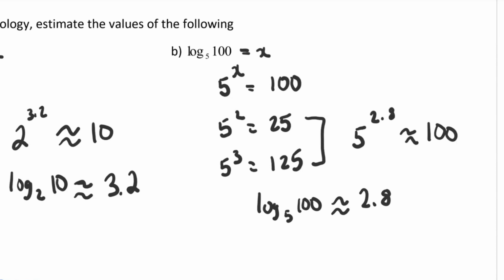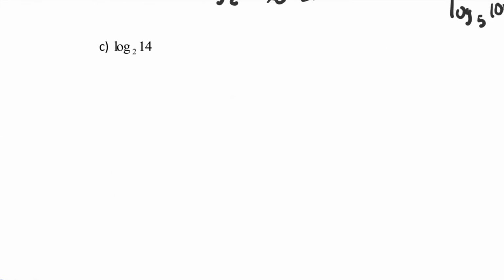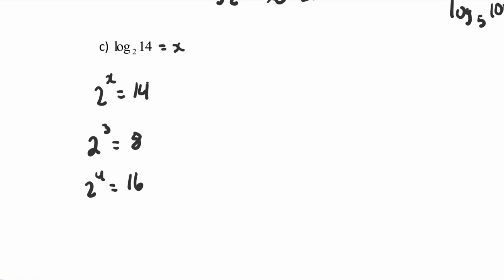Okay, and finally, the last example, I do believe is the last example. It is. Last example, we have log base 2 of 14. So that's going to be equal to x. Let's change it so that it's in exponential form. So we have 2 to the power of x is equal to 14. Using the same types of examples as before, we have 2 to the power of 3 is equal to 8, whereas 2 to the power of 4 is equal to 16.